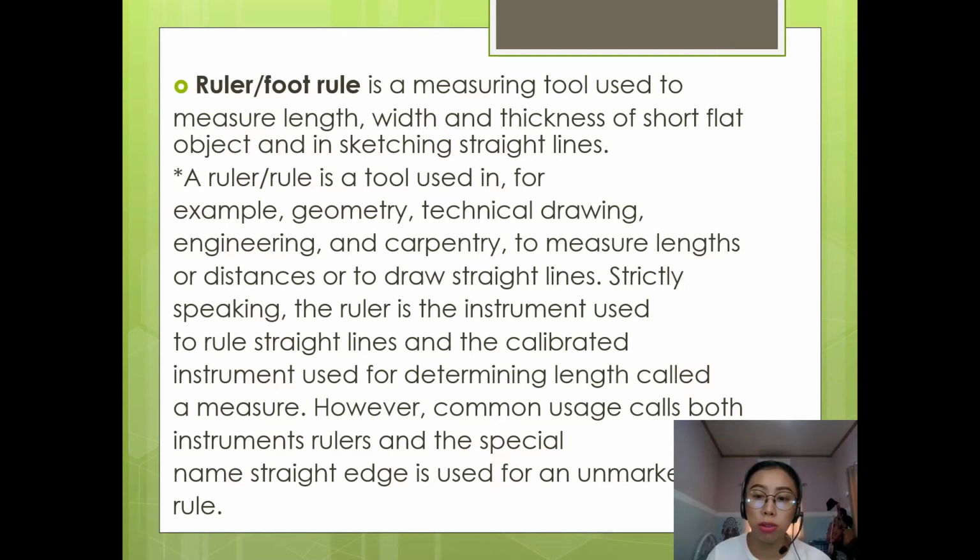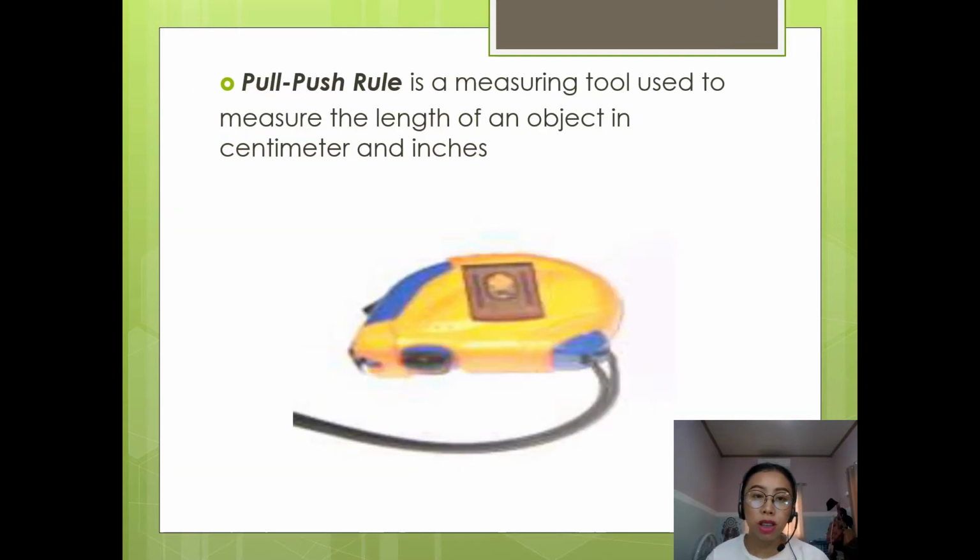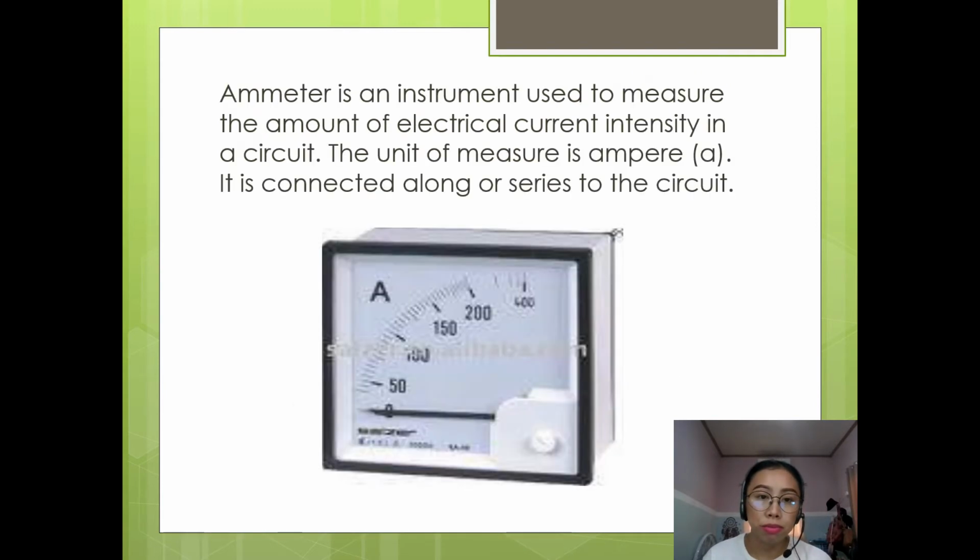unmarked rule. Pull-push rule. It is a measuring tool used to measure the length of an object in centimeters and inches. Ammeter. An ammeter is an instrument used to measure the amount of electrical current intensity in a circuit. The unit of measure is ampere. It is connected along, or in series, to the circuit.